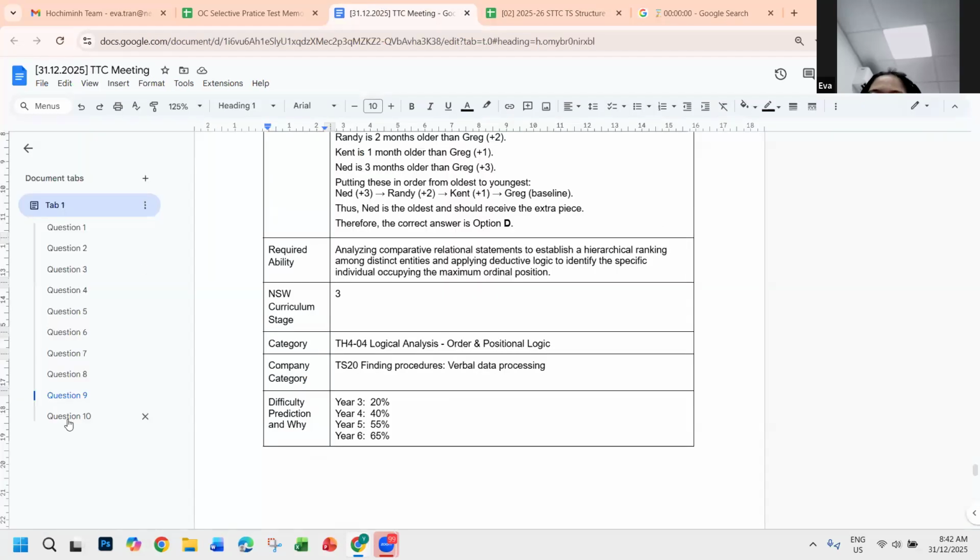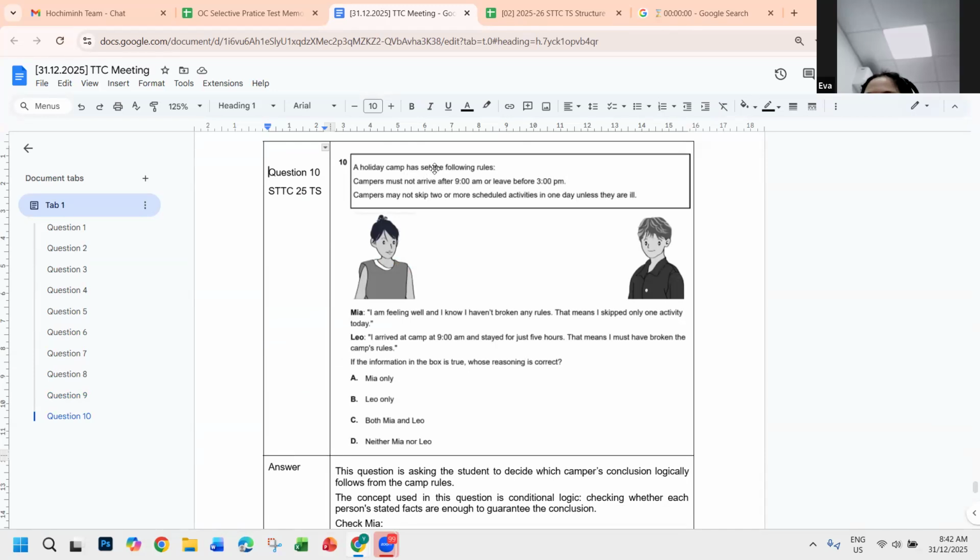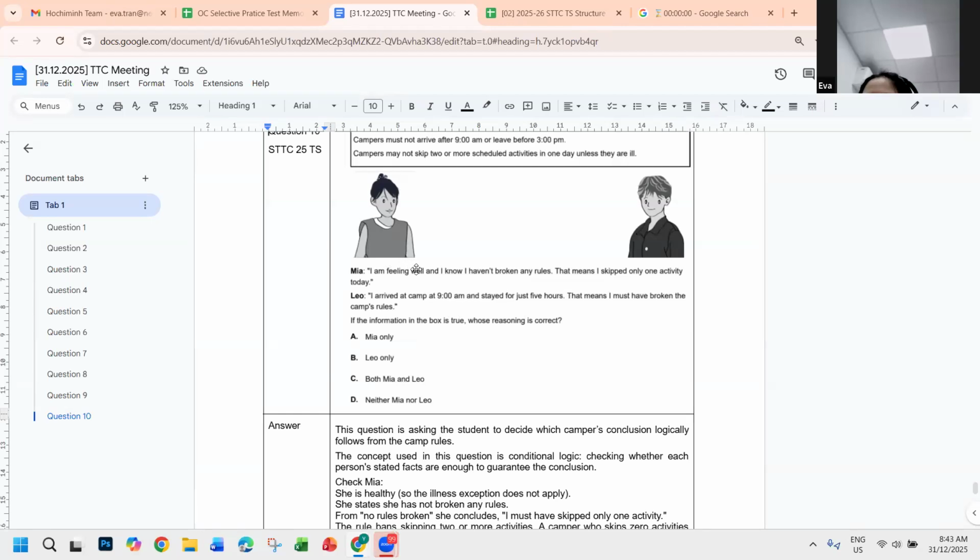We come to question number 10. A holiday camp sets the following rules. Campers must not arrive after 9 a.m. or leave before 3 p.m. Campers may not skip two or more scheduled activities in one day unless they are ill. Mia says that I'm feeling well and I know I haven't broken any rules. That means that I skipped only one activity today. And Leo says that I arrived at the camp at 9 a.m. and stayed just 5 hours. That means I have broken the camp rules.